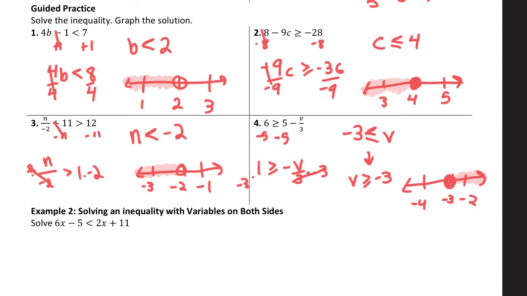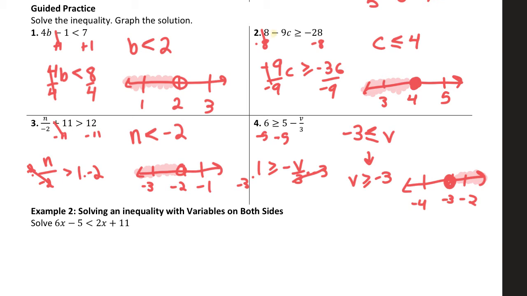Okay, so it's good to take a minute to look at your answers, compare them to mine, and I'm going to explain. Number 1 should be pretty straightforward. I added 1 to both sides, then I divided by 4. So I got b is less than 2. For number 2, it's a little more tricky.